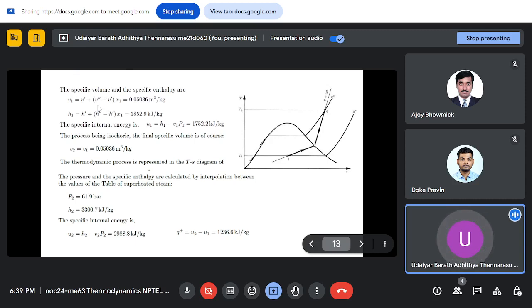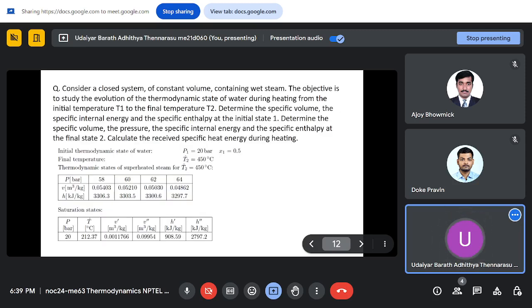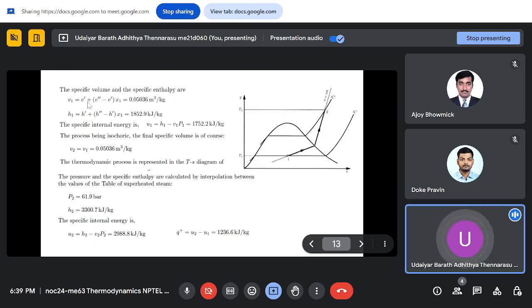The next one is to find out the properties at state 2. This being a closed vessel, it will go through a constant volume process, or isochoric. Constant volume is also called isochoric. So the final specific volume at state 2 will be the same as what we calculated, V1 equals V2. Then we can find state 2 from the table for superheated steam. Our specific volume value is 0.05036.